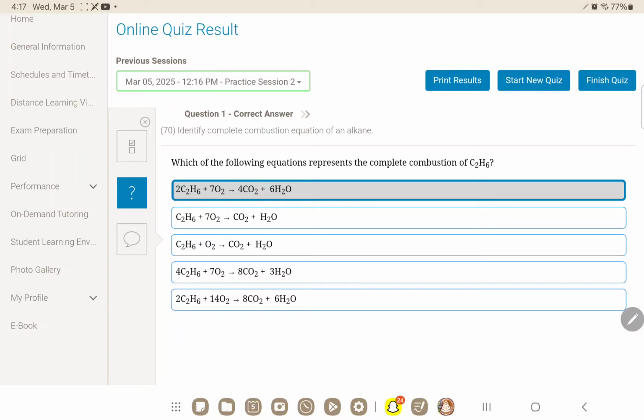Let's start. So which of the following represents the complete combustion of C2H6? So C2H6 is an alkane. When you combust it, you're adding O2 to it. So C2H6 plus O2. And whenever you have combustion, you're going to have the products H2O and CO2.